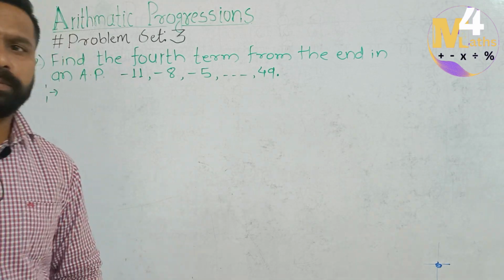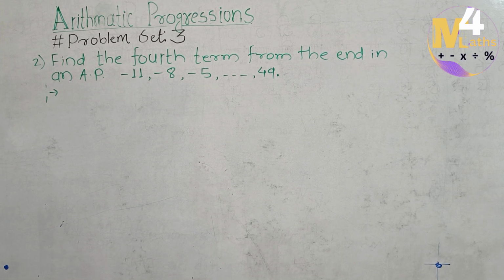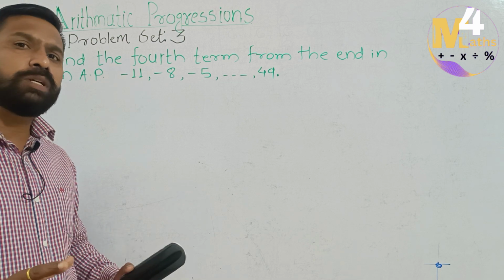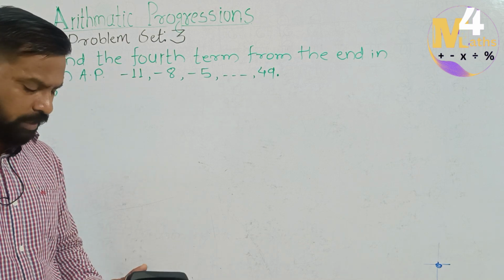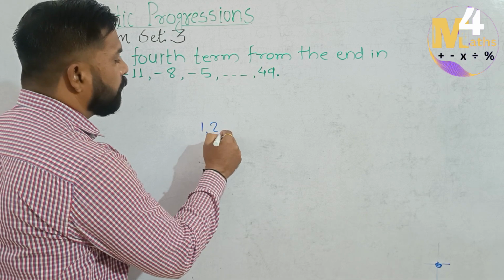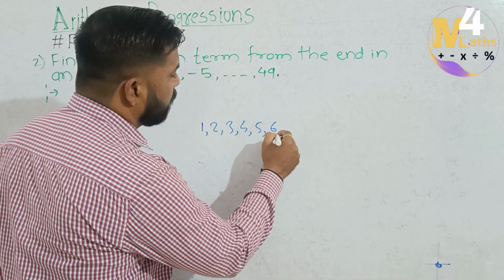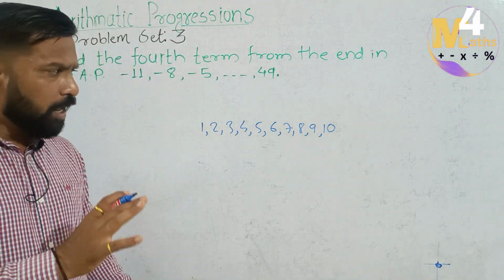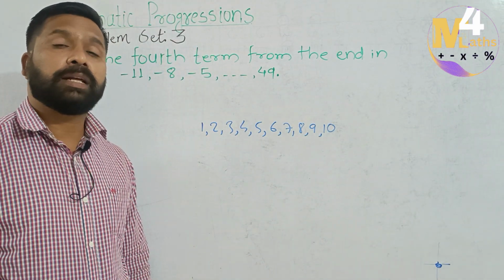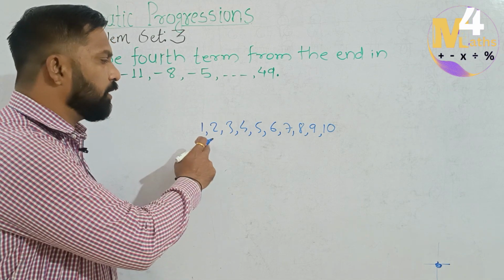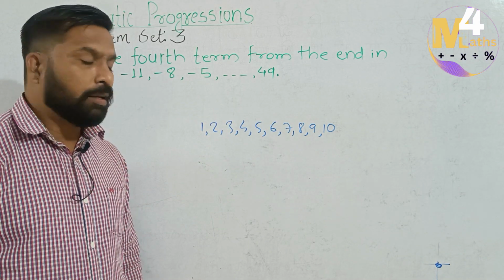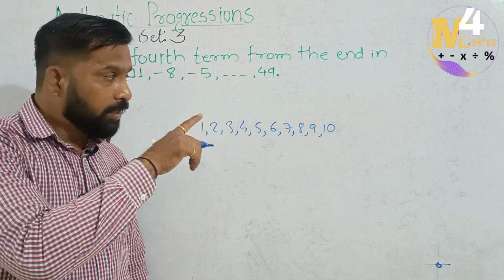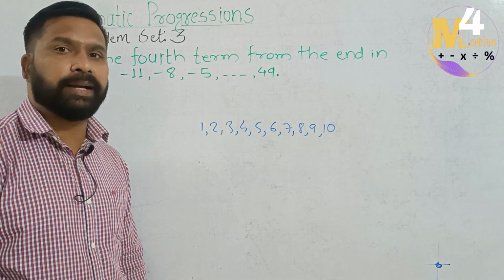Before finding the fourth term, or whatever term they are asking, I want to discuss the concept with you. See here: 1, 2, 3, 4, 5, 6, 7, 8, 9, 10. Will you tell me how many terms there are? There are 10 terms, obviously T1, T2 up to T10. Which one is the first term from the end? Obviously 10 is the first term from the end.